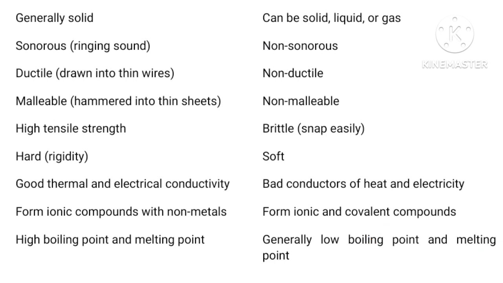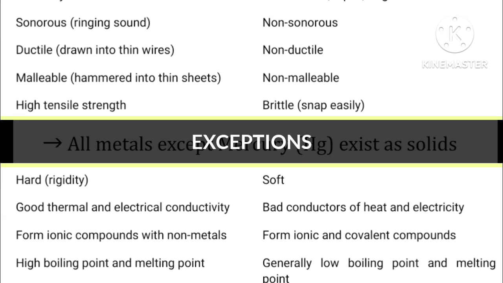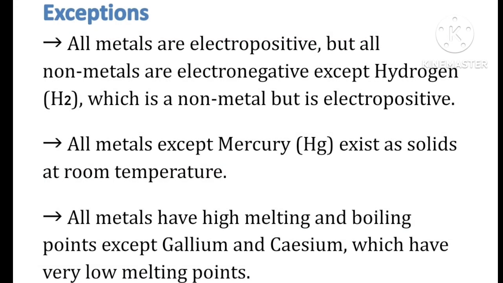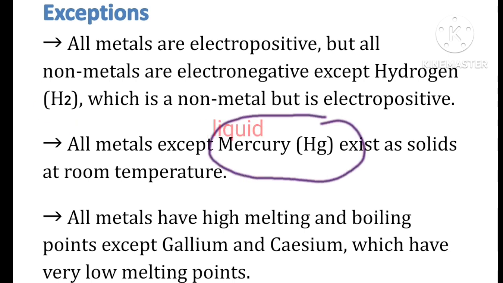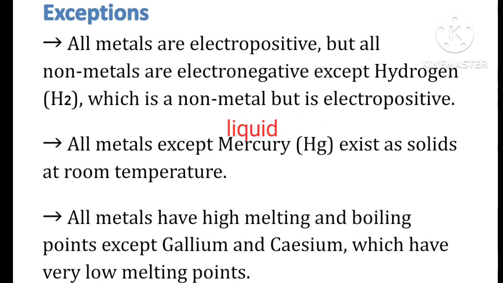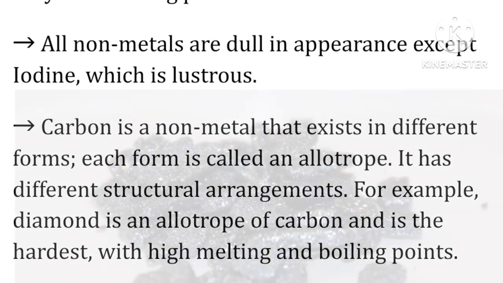Students, we cannot group elements according to their physical properties alone, as there are many exceptions to it. Let's ponder on them. All metals are electropositive, but all non-metals are electronegative except hydrogen, which is a non-metal, but it is electropositive. Talking about metals, they are generally solids, but mercury, it exists as liquid at room temperature. All metals have got high melting and boiling point except gallium and cesium, which have got very low melting points.